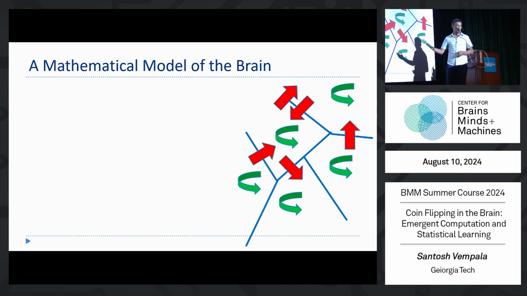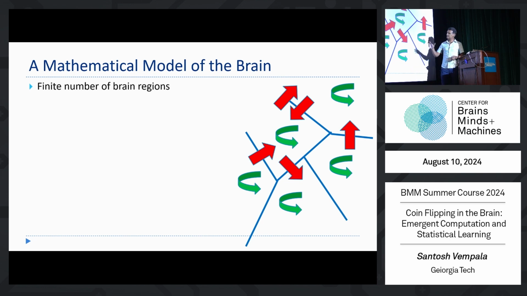Now here's the actual model of the brain itself. So we view the brain as having a finite number of brain areas. We'll call them areas, 10, 20, a fixed constant number of brain areas. For everything that I'll be doing, you'll see that 5 or 6 areas is going to be sufficient. So it's some small constant number of areas.